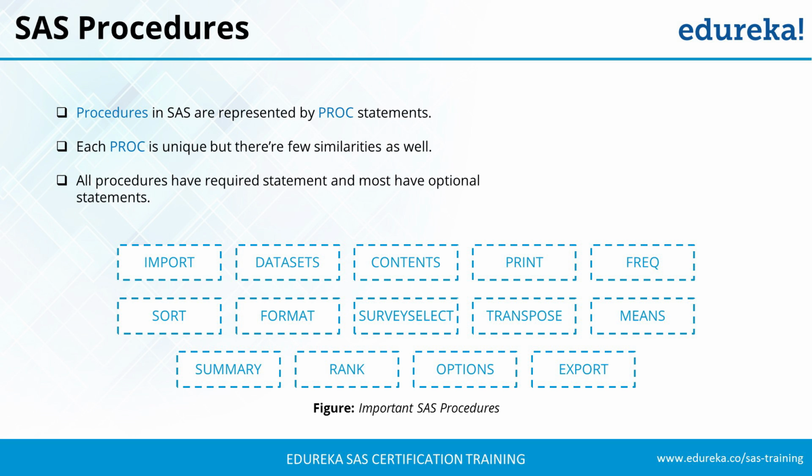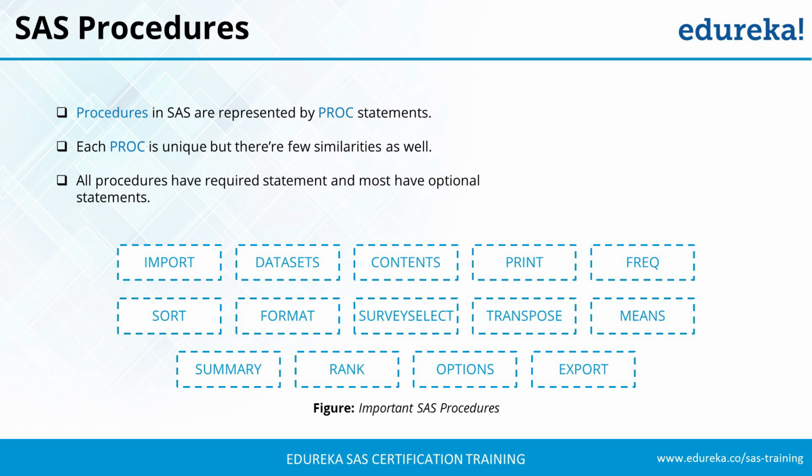Format is if you want some format to be defined on a data set, you can define the format and apply it to different data sets. Proc surveyselect is if you want to randomly select some data or samples of data from a data set. There are different methods of selecting, and you can use proc surveyselect as well.